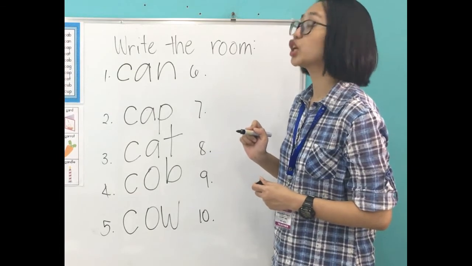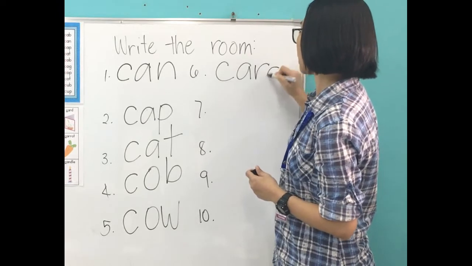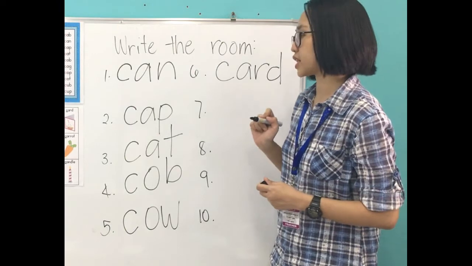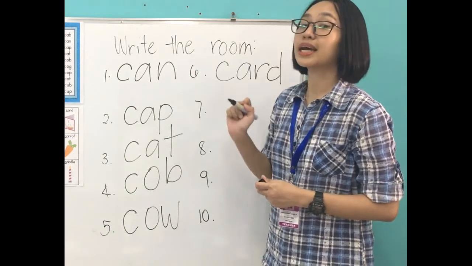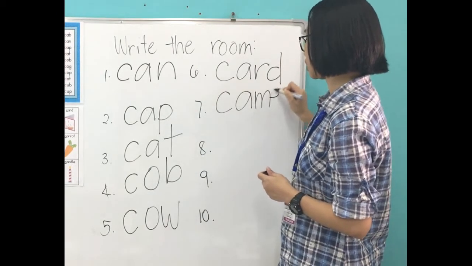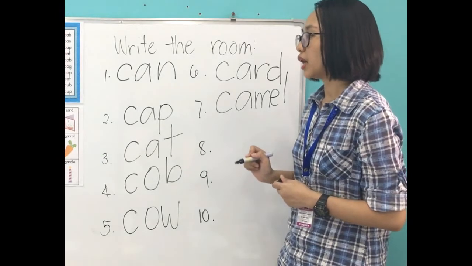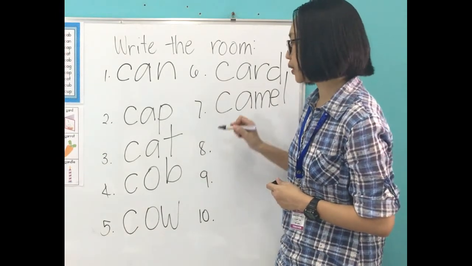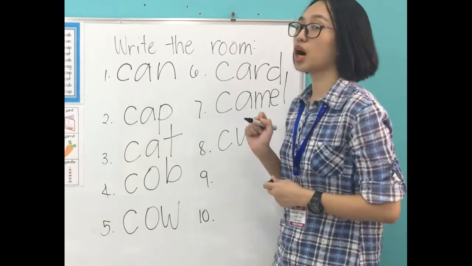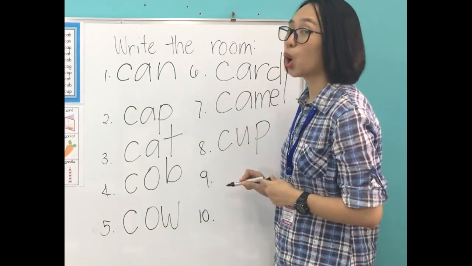How about for number six? Let's write the word card. Card. C-A-R-D. Card. How about for number seven? Let's write the word camel. C-A-M-E-L. Camel. For number eight, let's write the word cup. Cup. C-U-P. Cup.